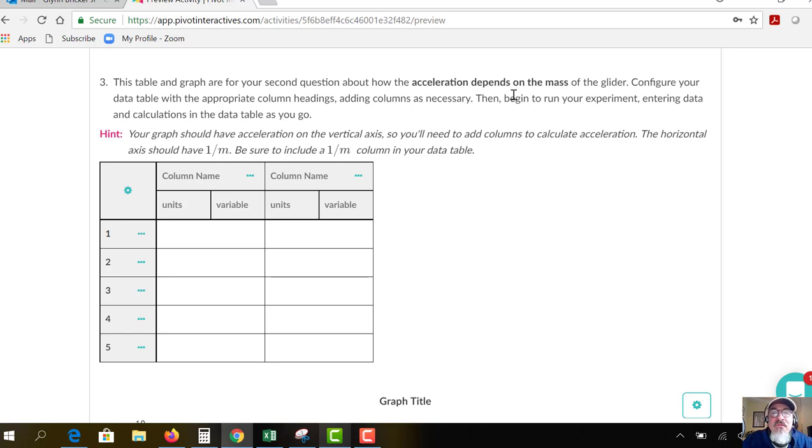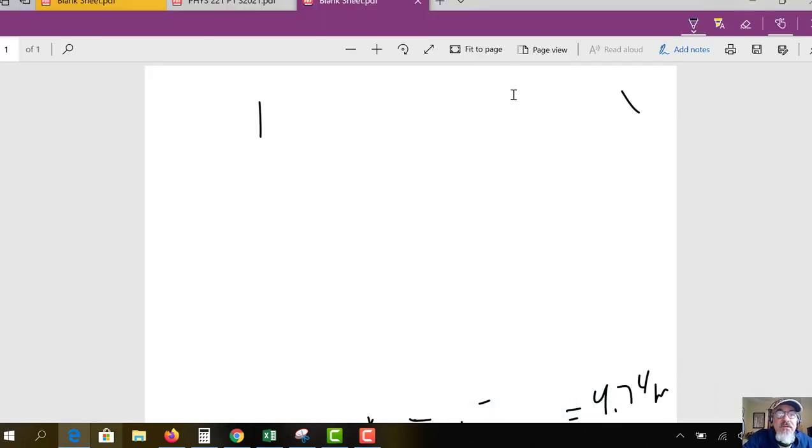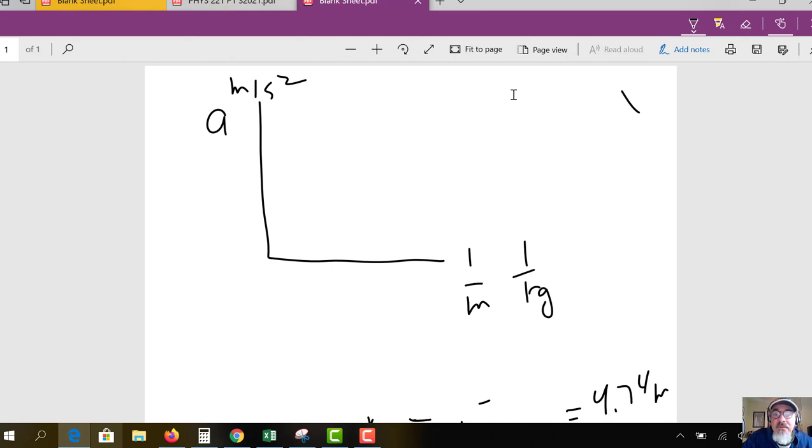So why are we plotting 1 over mass? Let's take a look at that. Okay, so it says here to plot acceleration here, meters per second squared, and 1 over the mass here. So this would be 1 over kilograms, unit-wise. So why is it 1 over the mass? So you know from Newton's second law, F is equal to ma. So if I solve for the acceleration, it would be F over m.